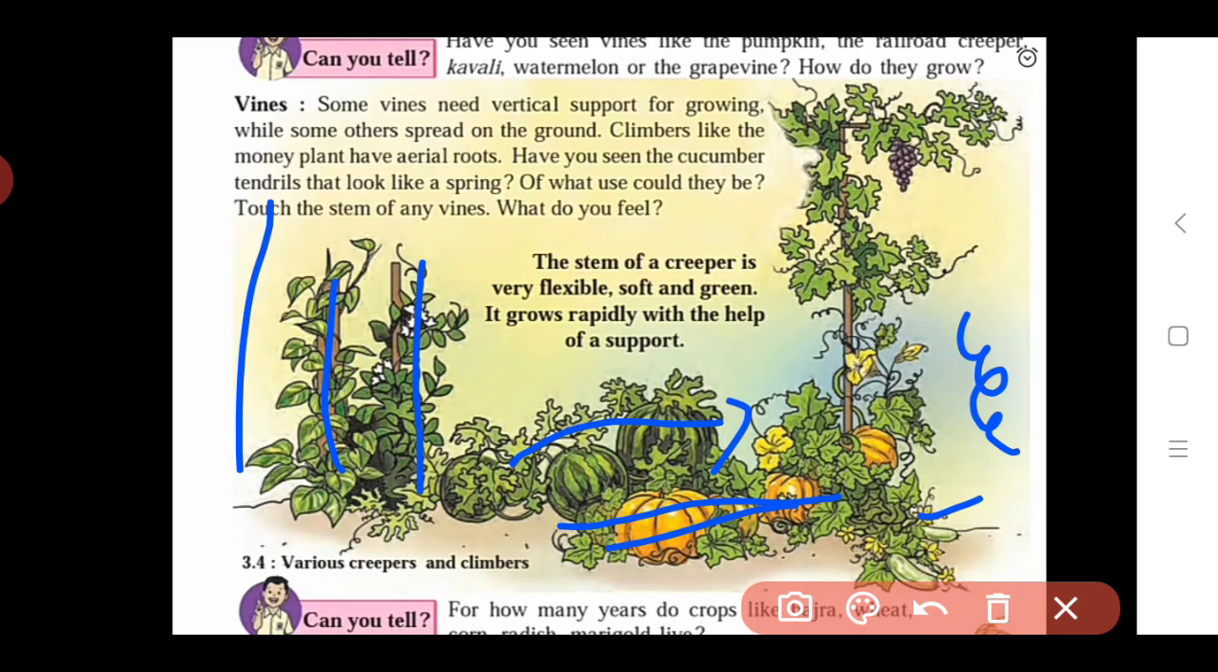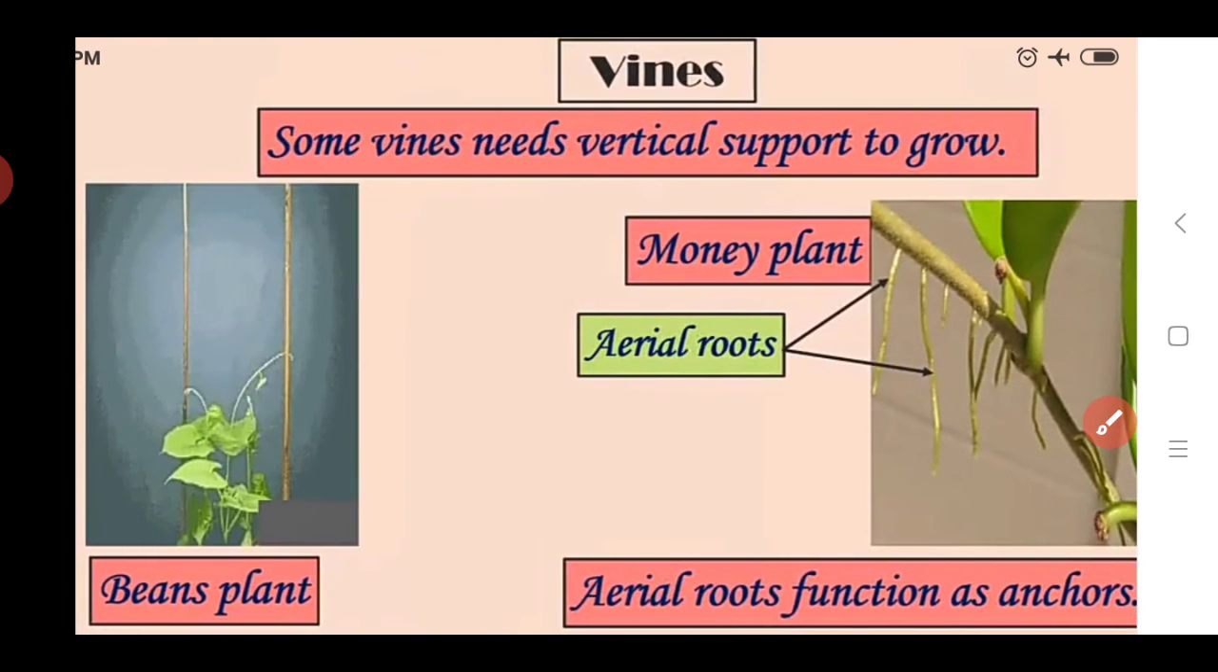Touch the stem of any vine. What do you feel? If we touch the stems of all types of vines, they are very flexible, and they can easily break. They are very soft. So we see this in detail. If we see some examples of vines, some vines need vertical support, for example the bean plants. Bean plants require vertical support.